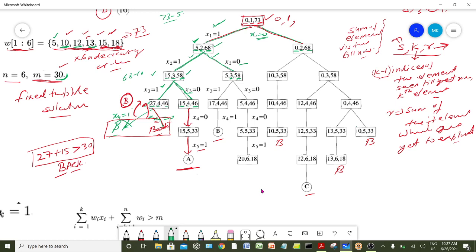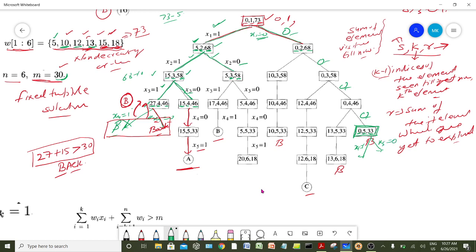Now consider this branch also, this node. This node results from putting 0 here, 0 here, 0 here and 0 here. It means the first 4 items or first 4 elements were not included in the set. So the sum achieved till now is equal to 0, and we are going to make a check upon 5, and the capacity left is equal to 33. Fine. So there will be two branches. One is saying x5 is equal to 1, one is saying x5 is equal to 0.